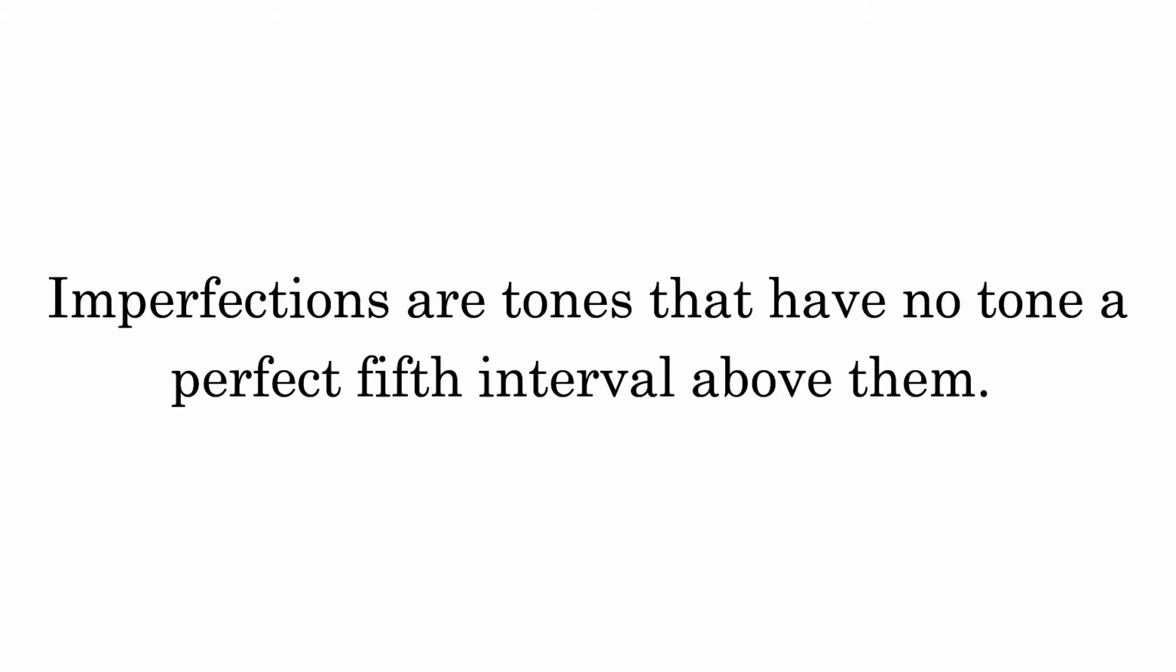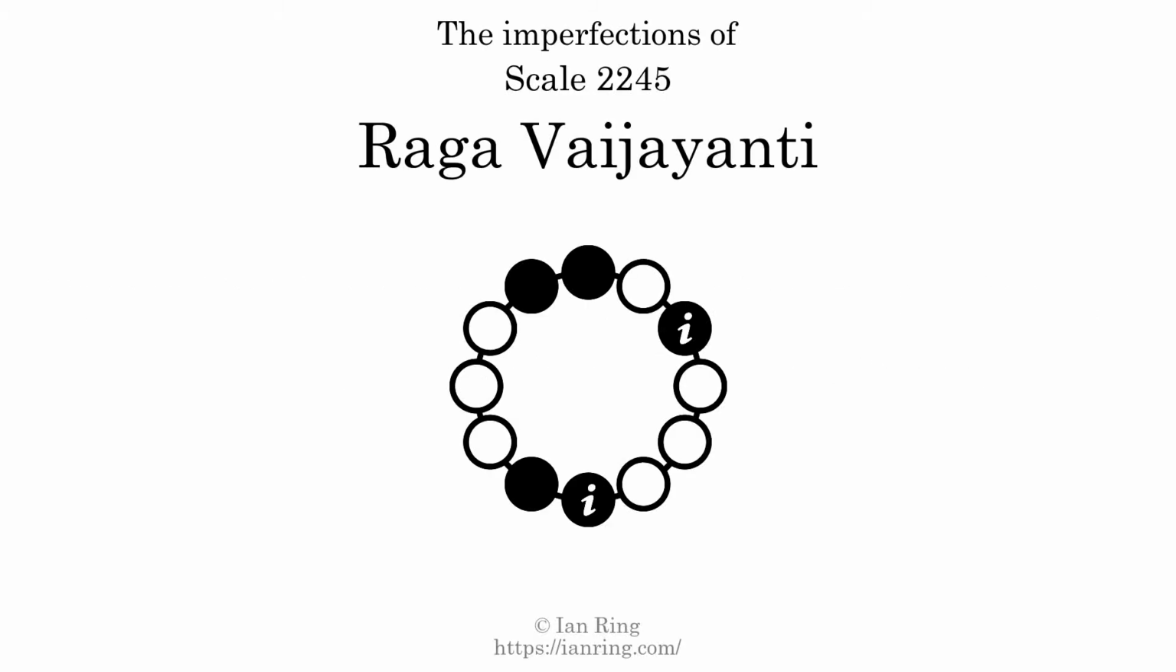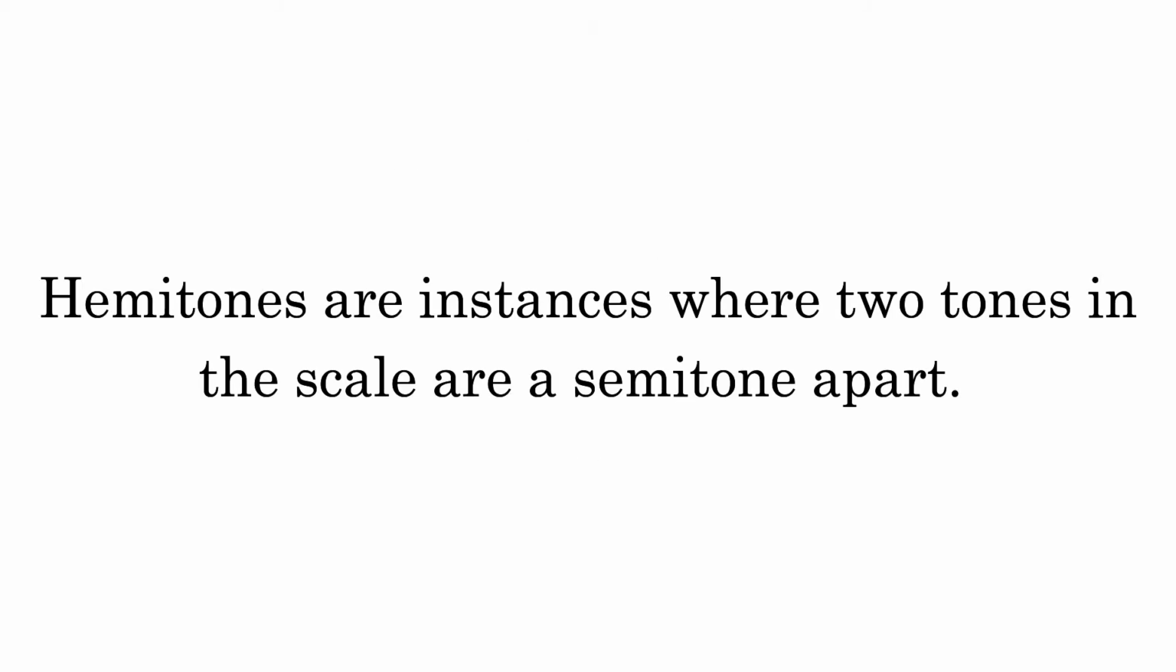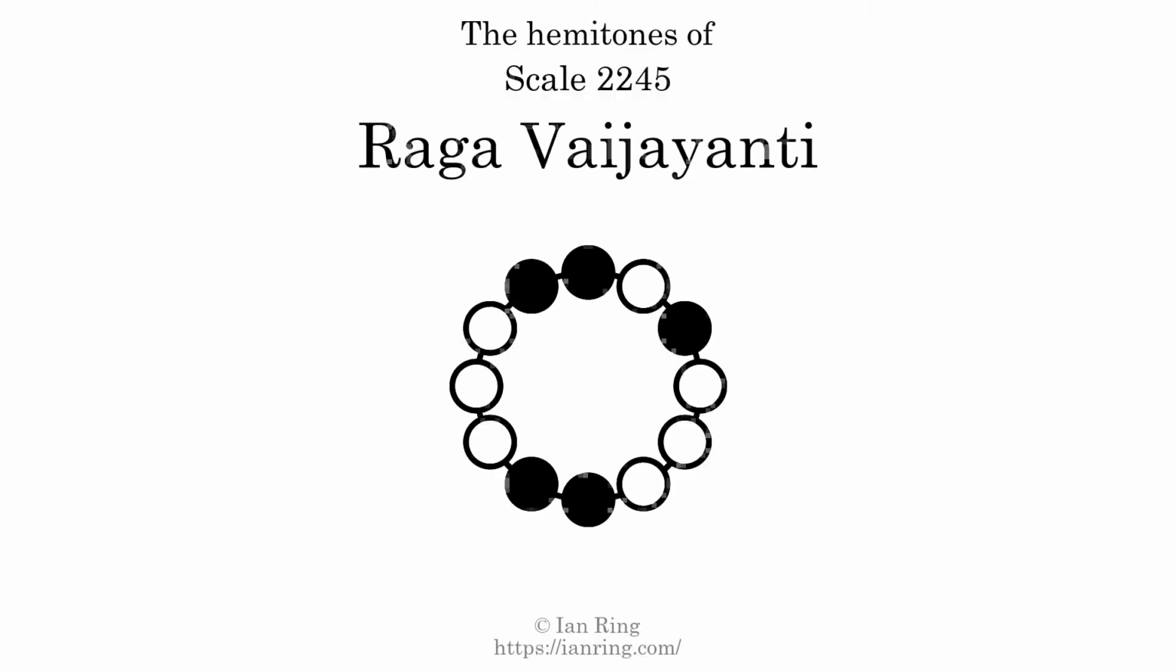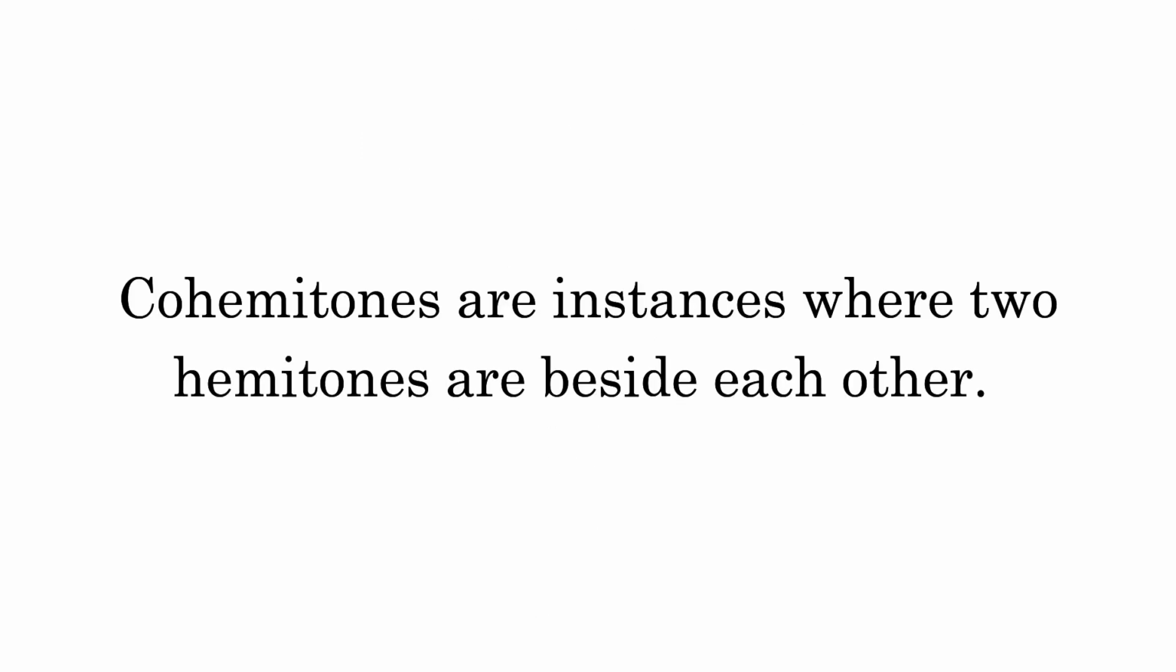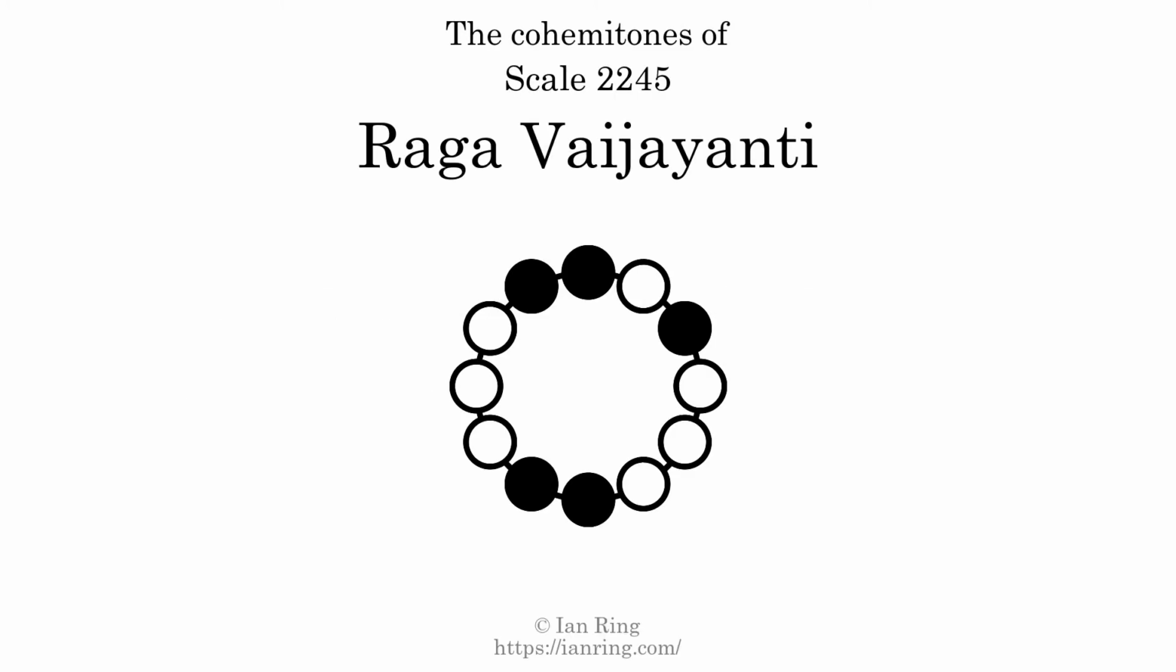Imperfections are tones that have no tone or perfect fifth interval above them. This scale has 2 imperfections. They are at positions here and here. Hemitones are instances where 2 tones in the scale are a semitone apart. This scale has 2 hemitones. They are at positions here and here. Cohemitones are instances where 2 hemitones are beside each other. This scale has no cohemitones.